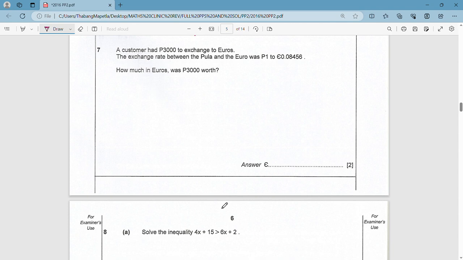Then question number 7, we can move on, I guess. Question number 7 says that a customer had 3,000 to exchange to euros.